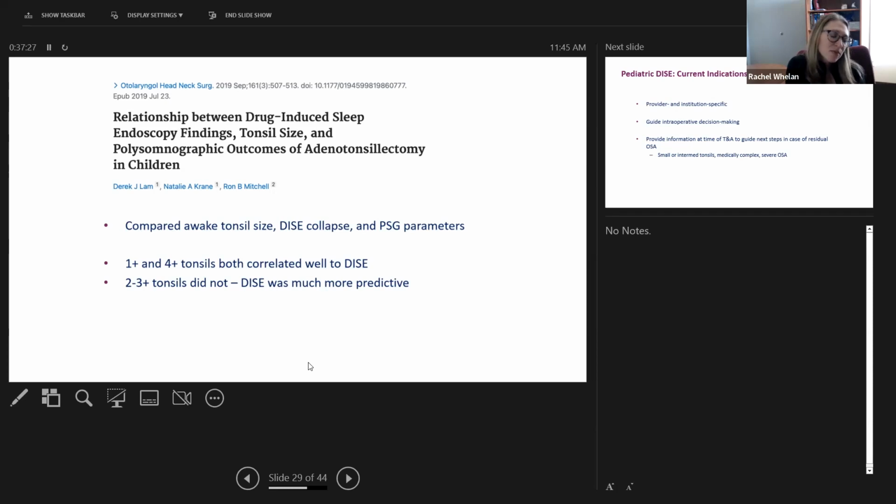But, perhaps not surprisingly, for the intermediate grade tonsils, these 2+, 3+ tonsils that we see, we're not really sure how representative those are to suggest sleep apnea. The DISE was much more helpful in terms of predicting PSG severity. So sometimes a nice adjunct to use in the OR.